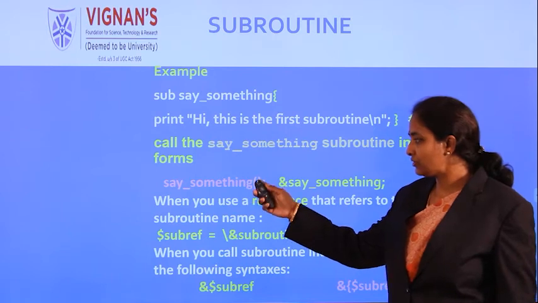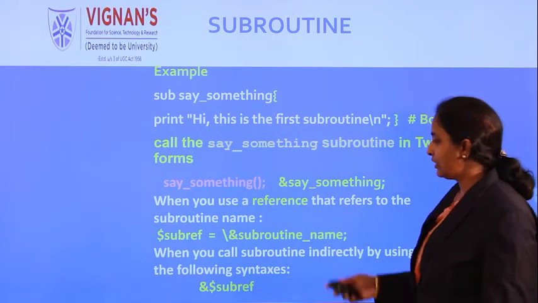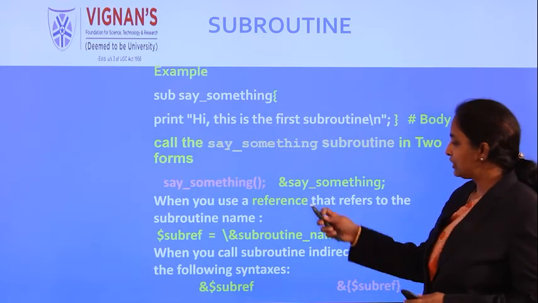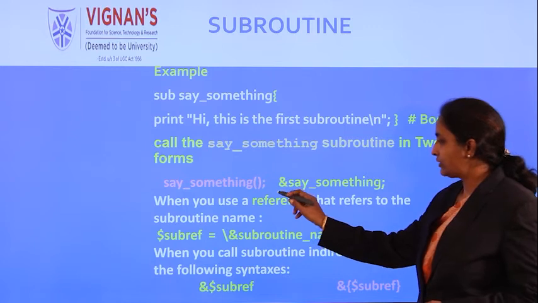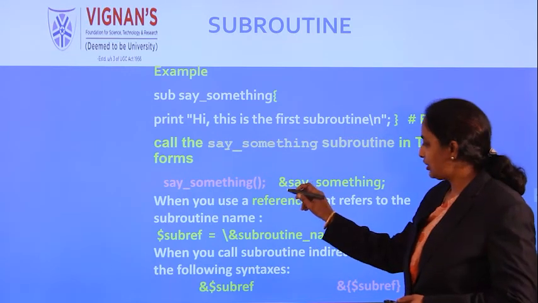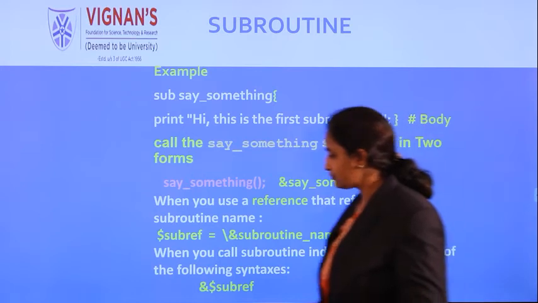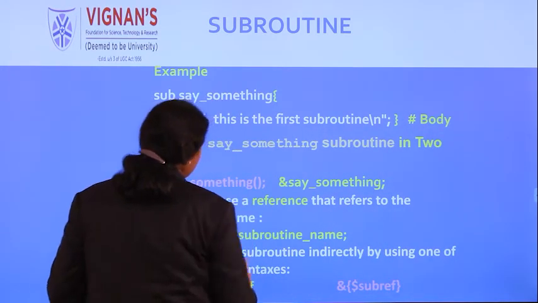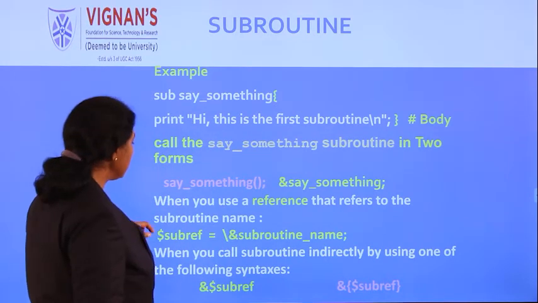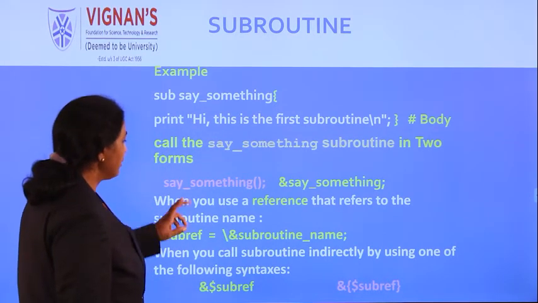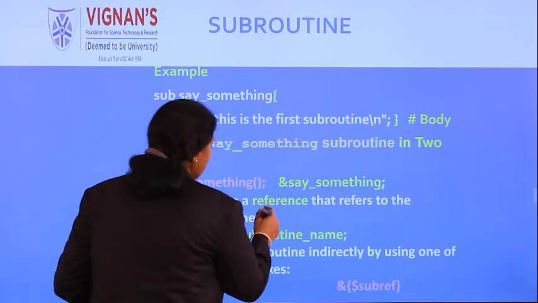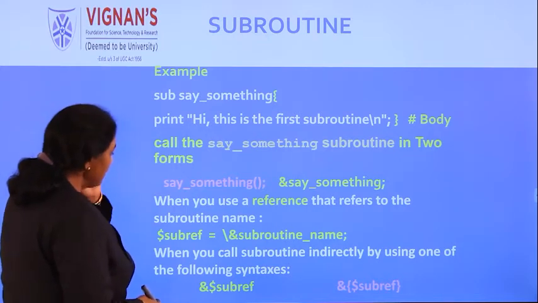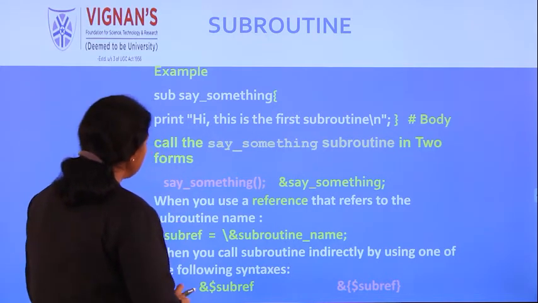If there are no parameters, simply call with empty parentheses. And the other is calling with the ampersand symbol. As already explained, I have explained the importance of the ampersand symbol. Now we will see how we can use that here. You see the subroutine name. When we are using referencing, this ampersand symbol will be useful for us.